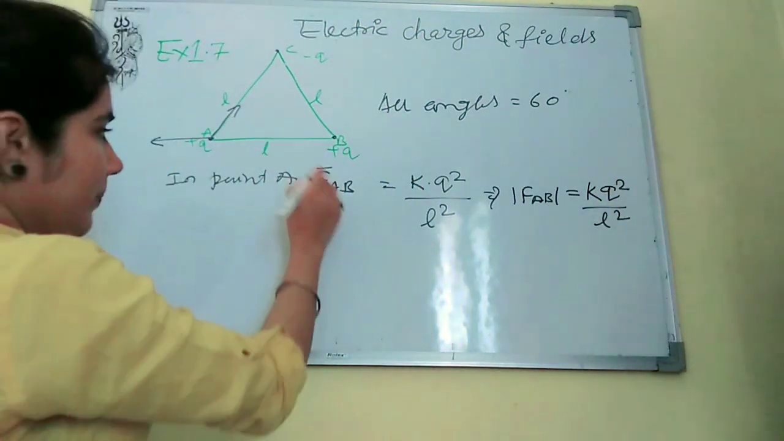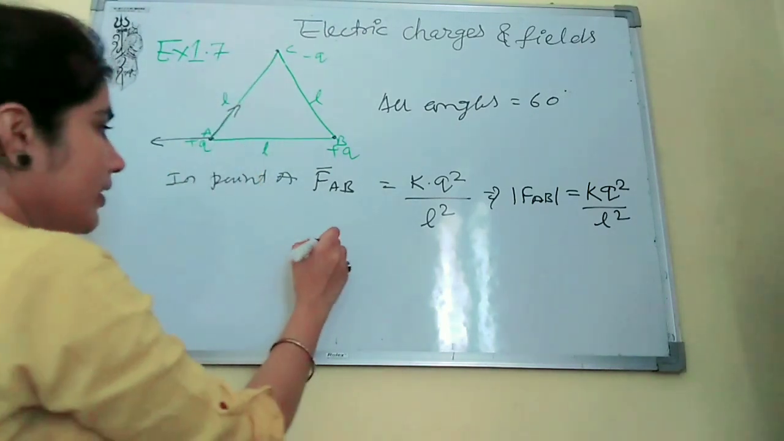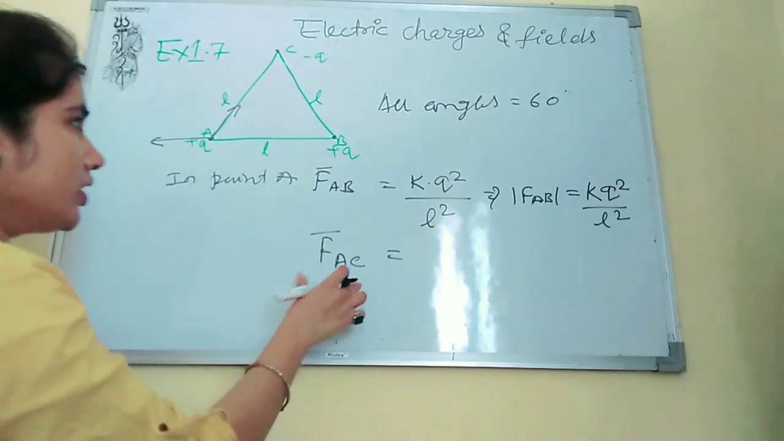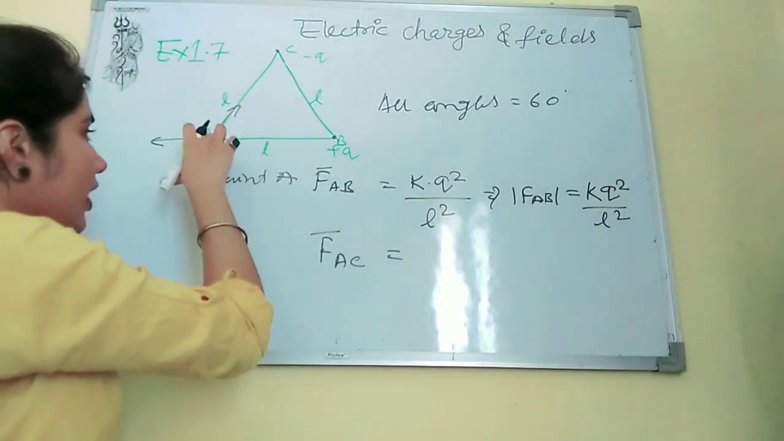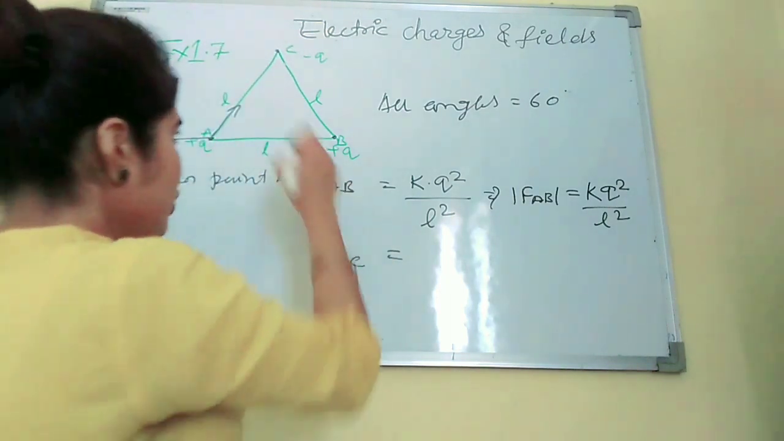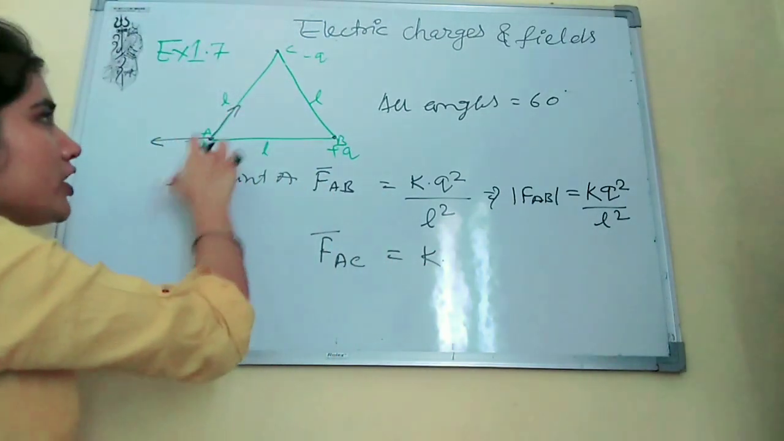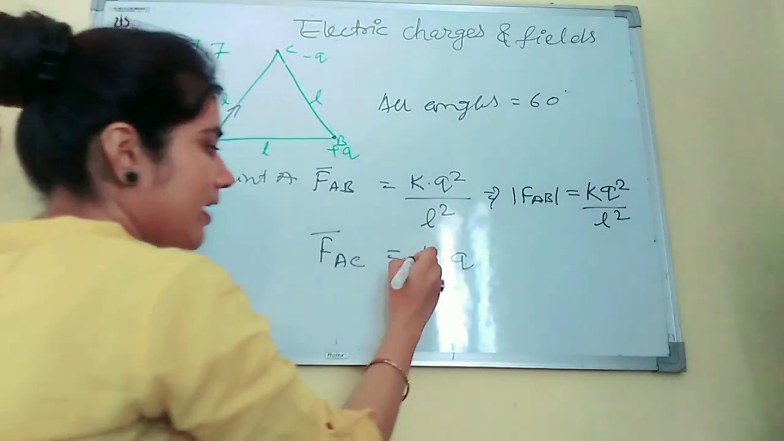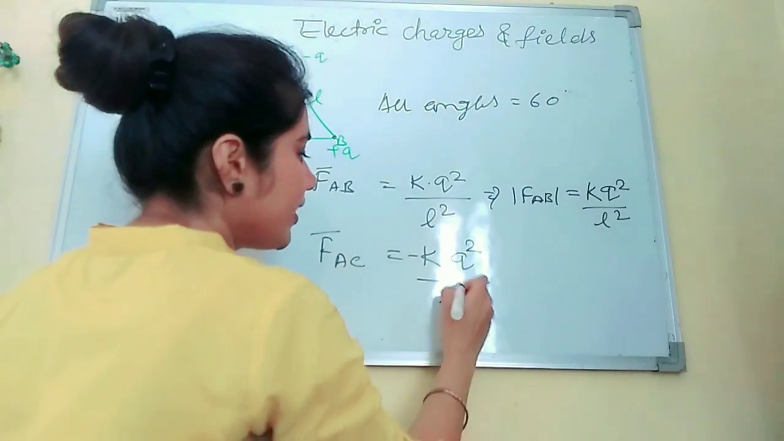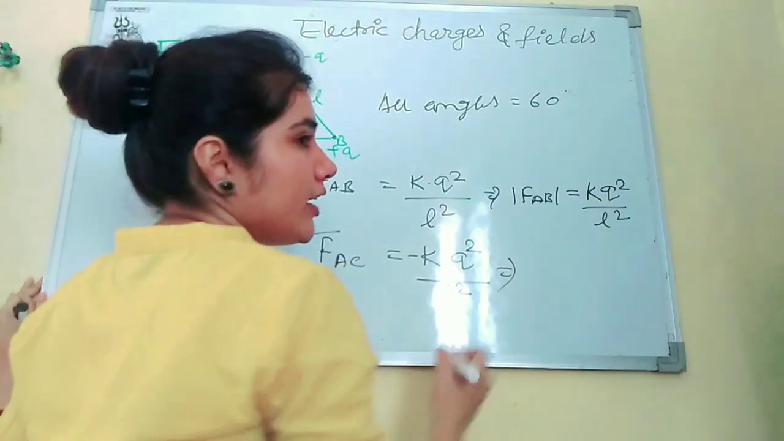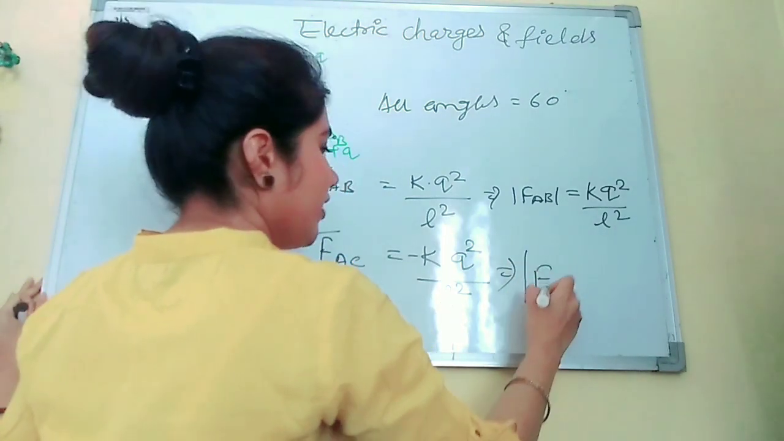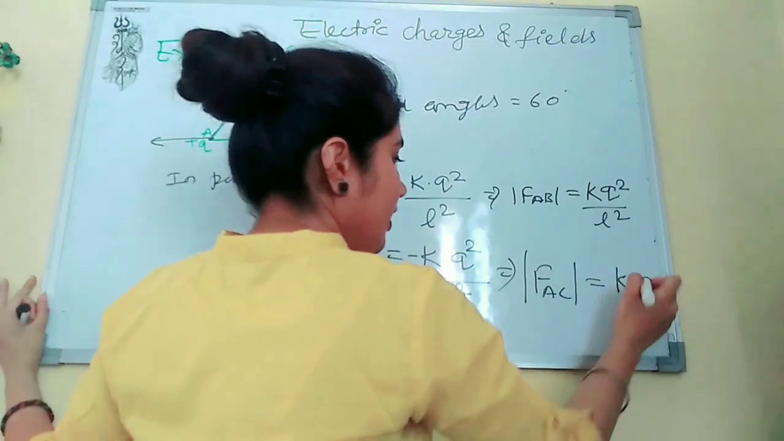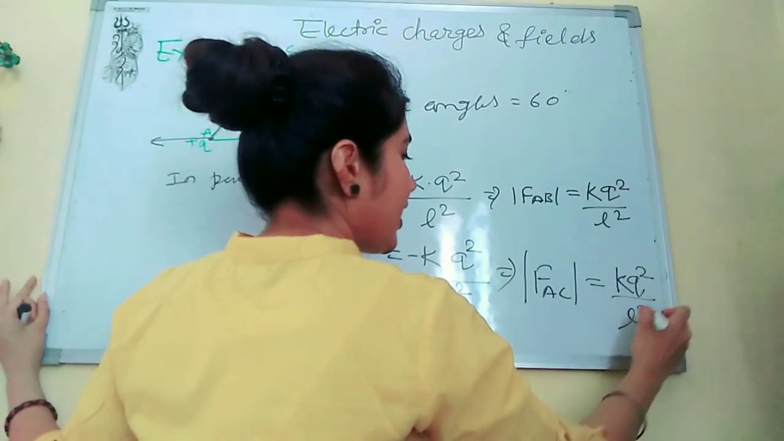If there is a negative sign, in case, that will become positive. Now second is because of C, that will be force FAC, the force applied on A because of this C charge. Again K into, this is plus Q, this is minus Q, so it will become minus Q square upon L square. Again we will take the mod, so FAC will become positive, that is KQ square upon L square.